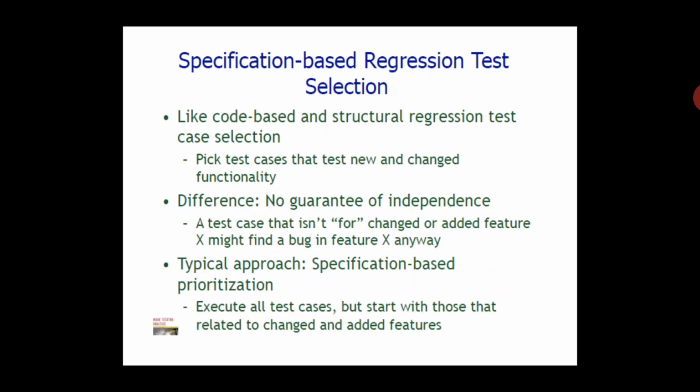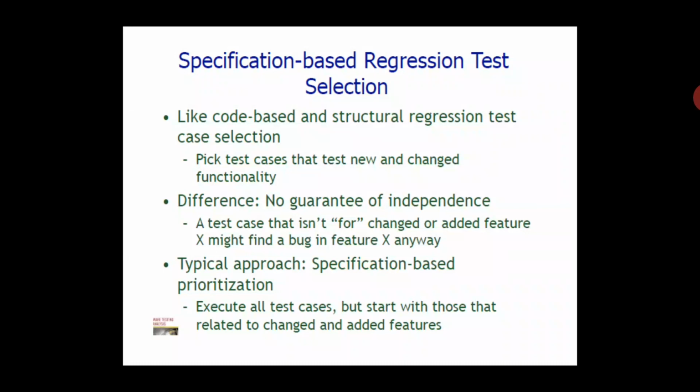The last one is specification based, right? If in the initial requirement specification you added some specification to your document, or removed some specification, you need to execute the test cases for those portions only. That is called specification based regression testing. Like code based and structural regression test case selection, but here we concentrate on the specification. Pick test cases that test new or changed functionality.